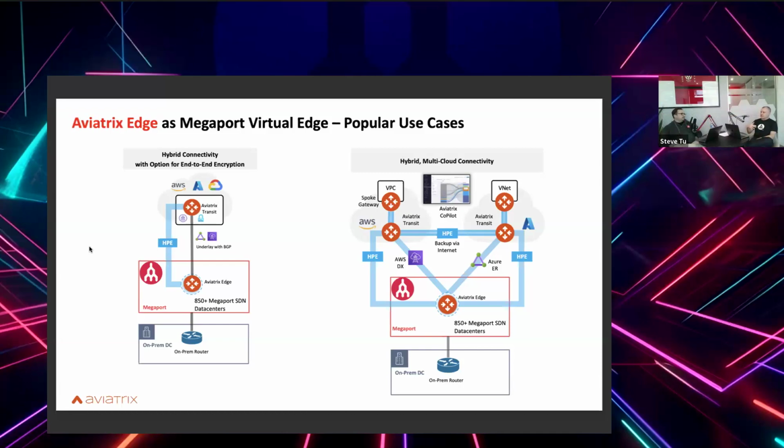So it can be as simple as looking at this diagram we've got up here. It can just be one cloud. It can be AWS, and you want to have that end-to-end encryption all the way from the edge into the cloud, into the VPC, or it can be a really complex multi-cloud, multi-region deployment, and you want that simple multi-cloud connectivity.